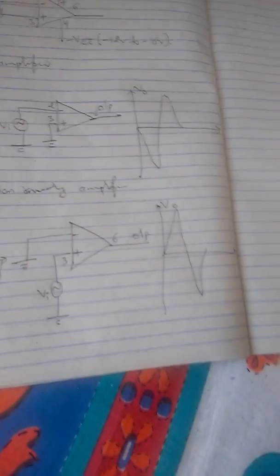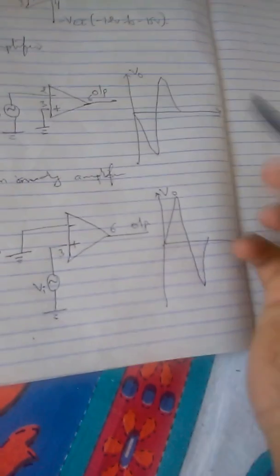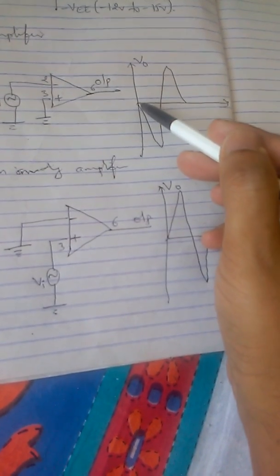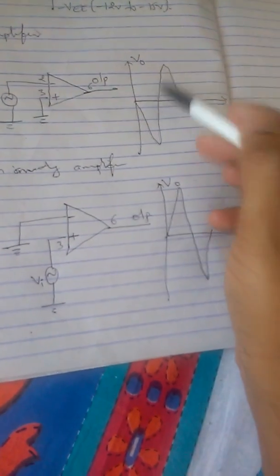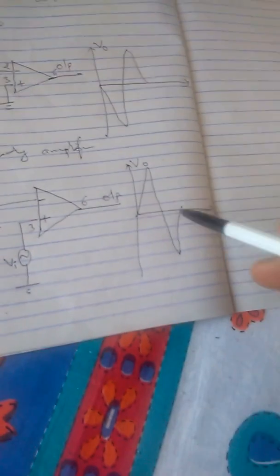So if we compare the outputs of both inverting and non-inverting amplifier, we can conclude that in case of inverting amplifier, whatever the output you are getting is inverted as well as amplified. But in case of non-inverting amplifier, whatever the output we are getting will be in phase with the input, and at the same time it is amplified one.